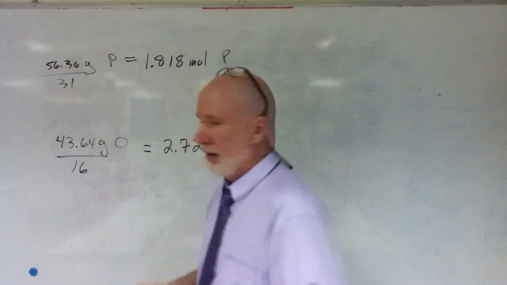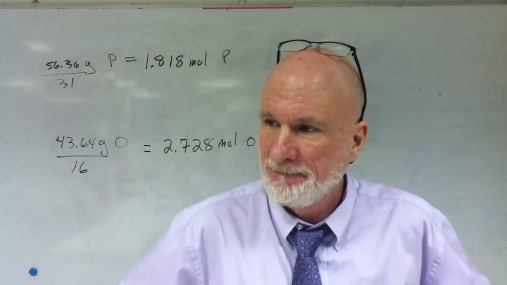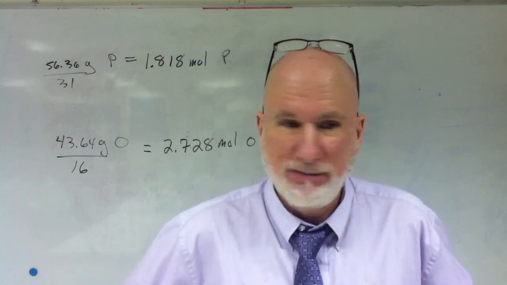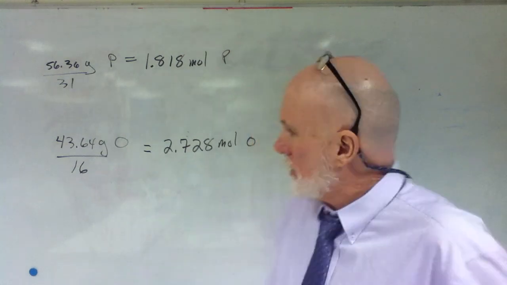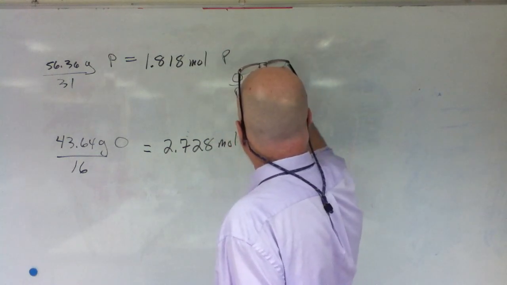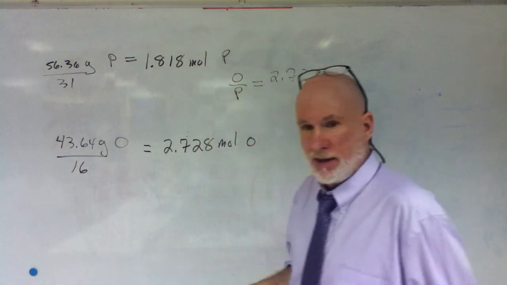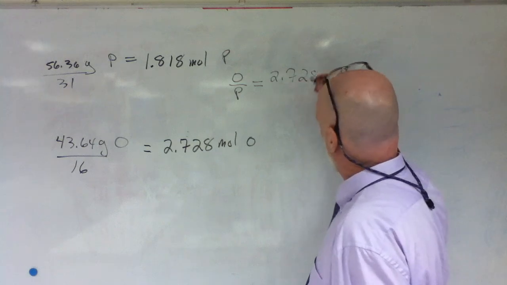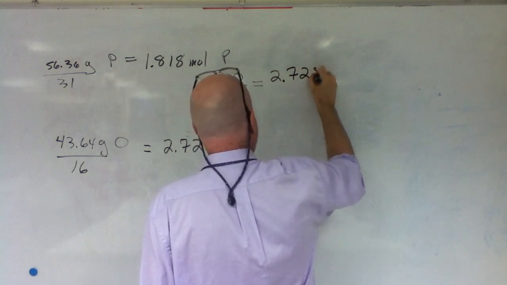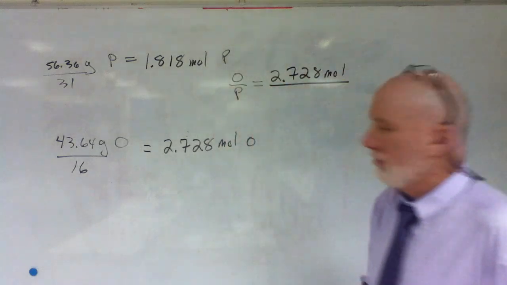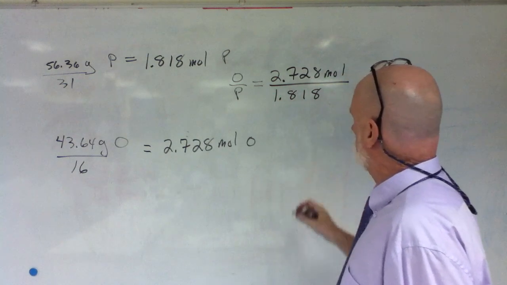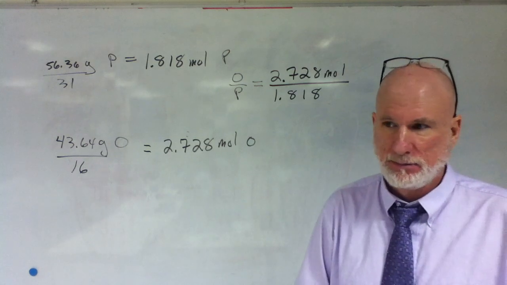Okay? Now, how many ratios do you have to make? No, just one. You only have two moles, right? Large over small, right? So which one's larger? Oxygen. Okay. So you're going to go O over P equals 2.728 moles over 1.818. Can I erase everything but that? Is that okay? Okay.